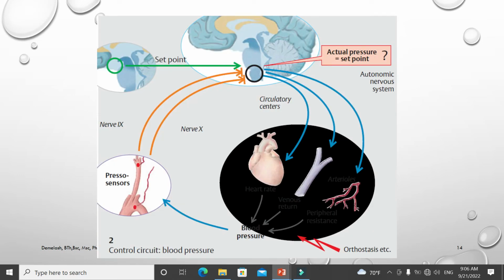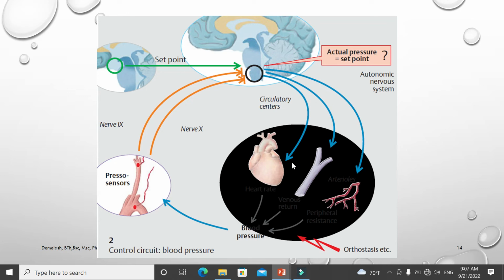So several control variables will control the effective circulating volume or the blood pressure. The blood pressure sensors are found in the carotid and aortic arteries of our body. These are called the pressure sensors. So when there is a change, there will be an afferent signal from the nerves. Then in the medulla, there is a comparator.